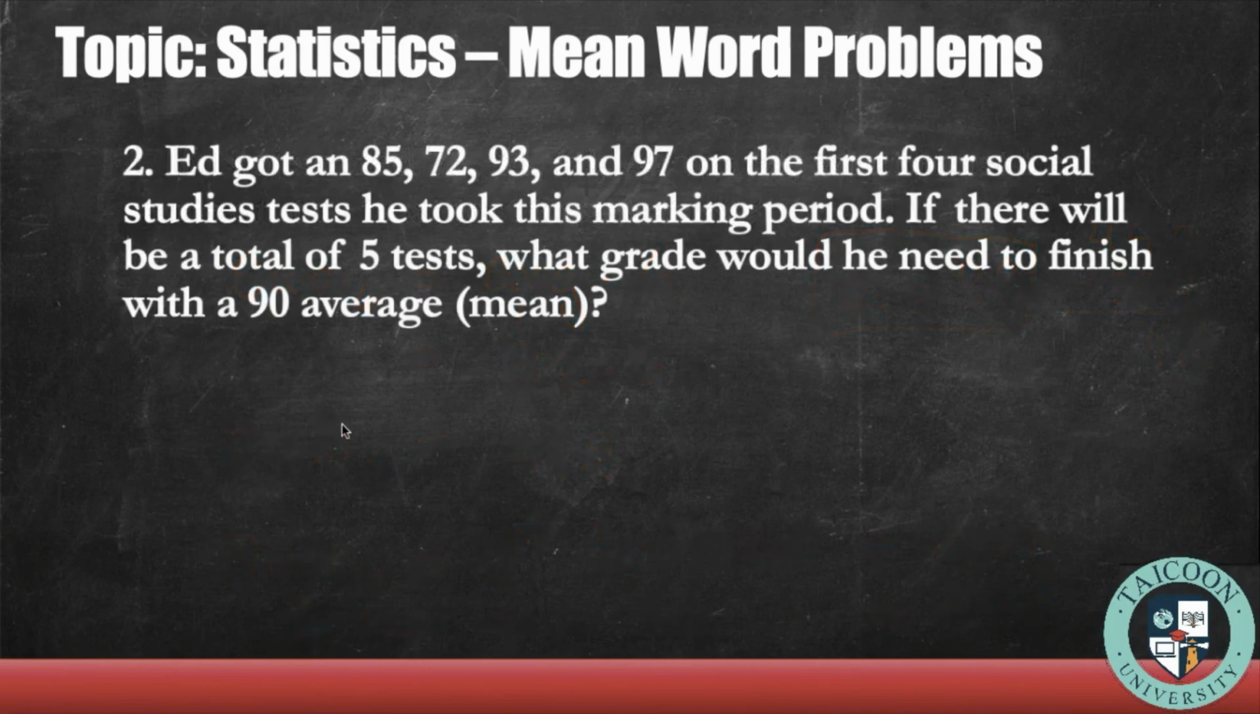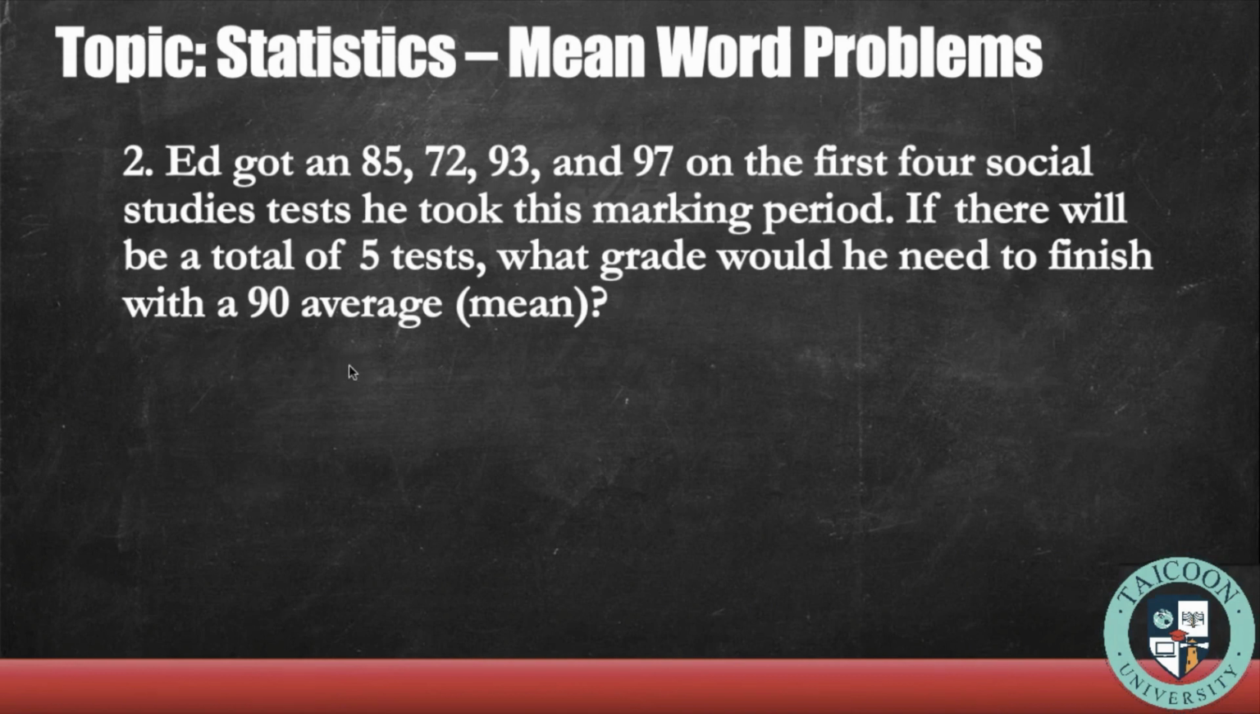Ed got an 85, 72, 93, and 97 on the first 4 social studies tests he took this marking period. If there will be a total of 5 tests, what grade would he need to finish with a 90 average? Remember, average and mean is exactly the same thing, so we can use those words interchangeably.